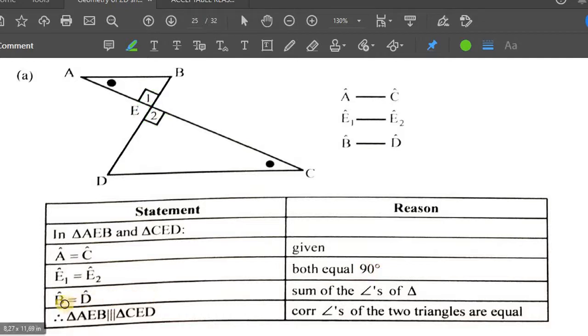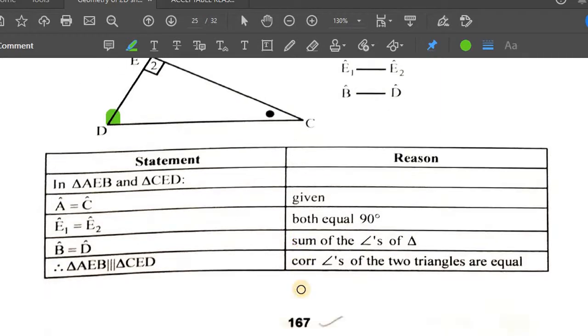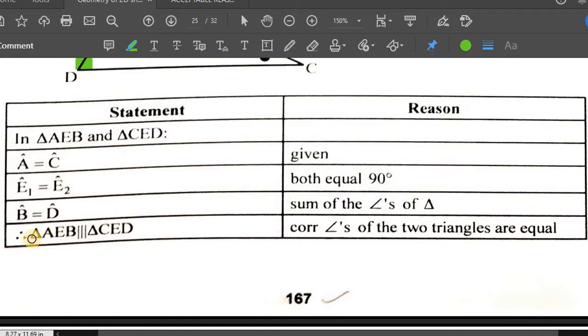Then angle B is equal to angle D. Why? Sum of angles of a triangle, because angle D would be 180 minus dot, minus 90. B would be 180 minus dot, minus 90. So it's going to come to the same thing, and this should be your reason as to why. Then we can conclude now: triangle AEB is similar to CED.